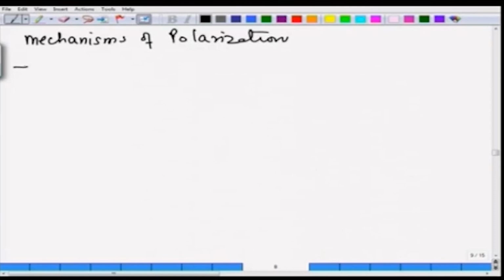The first mechanism we are going to look at is the electronic polarization. What is electronic polarization? It is a displacement of the electron cloud.